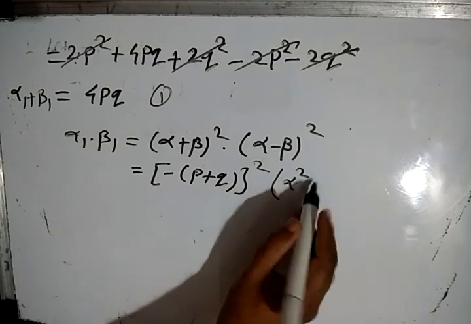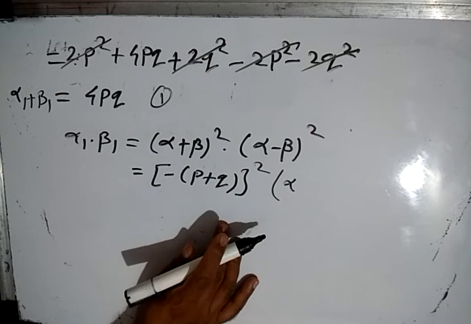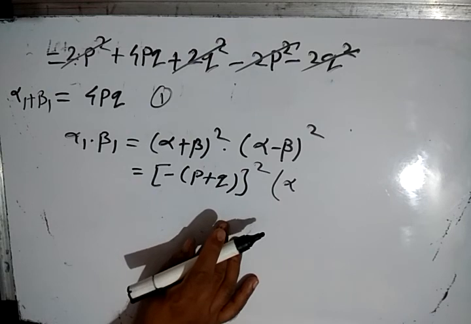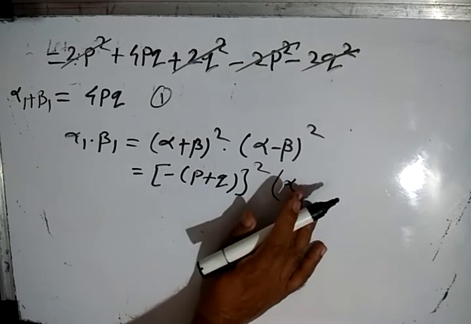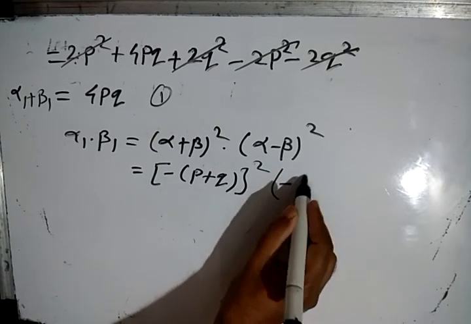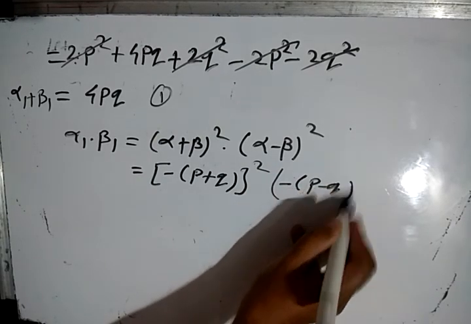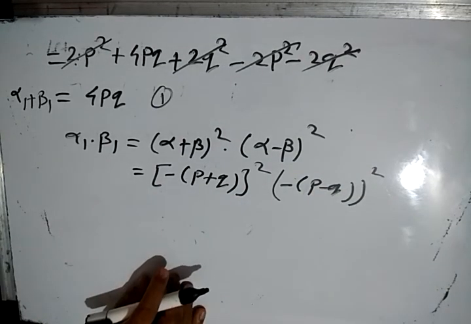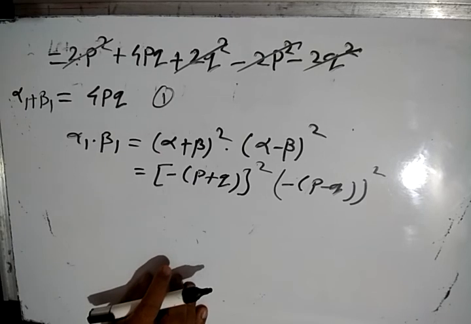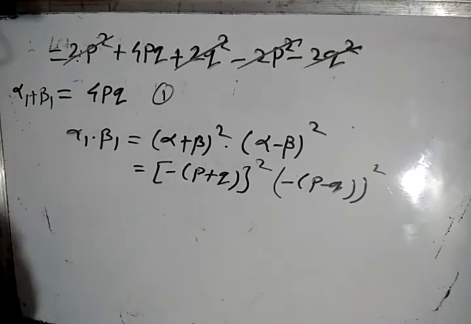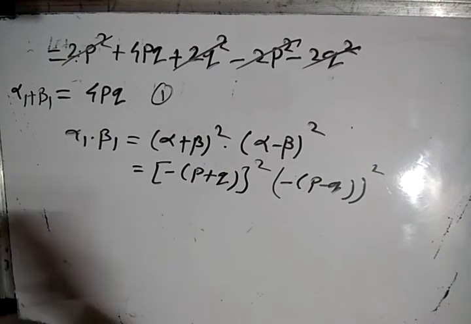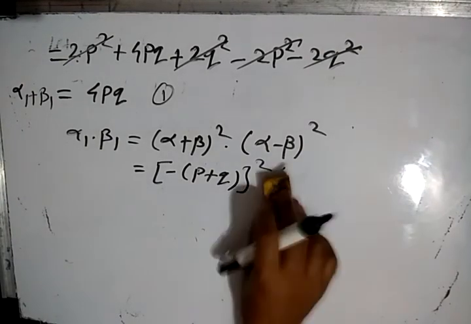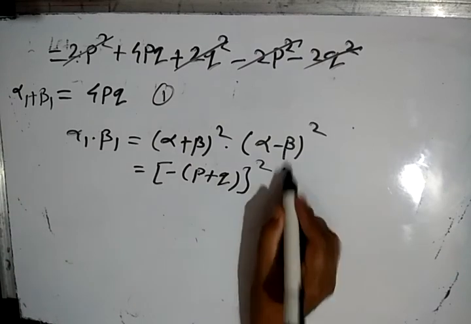alpha plus beta whole square, or here directly you can write minus p minus q whole square, minus p minus q whole square, according to the previous steps. Instead of this, you can also write down the expansion of this also. Here how you can write down the expansion of this? Here alpha minus beta, what we can write?